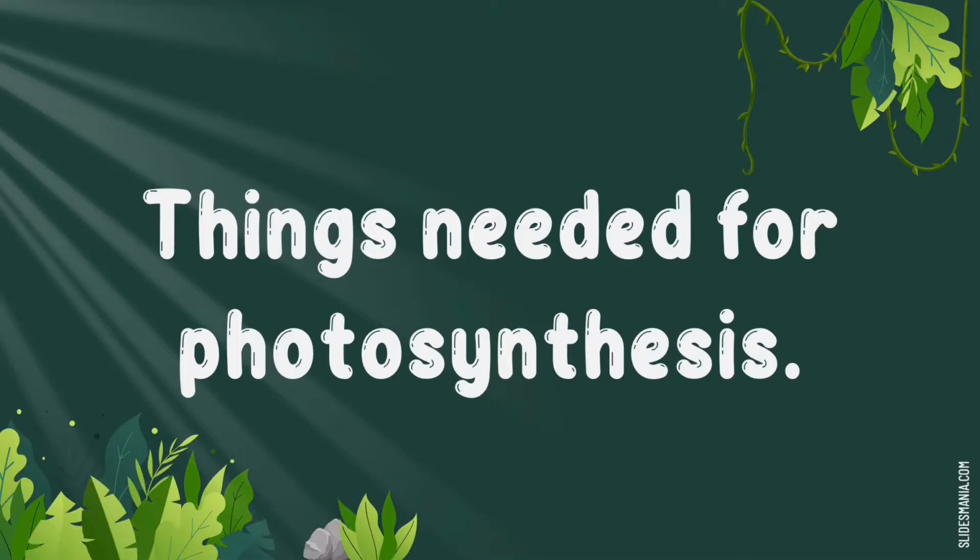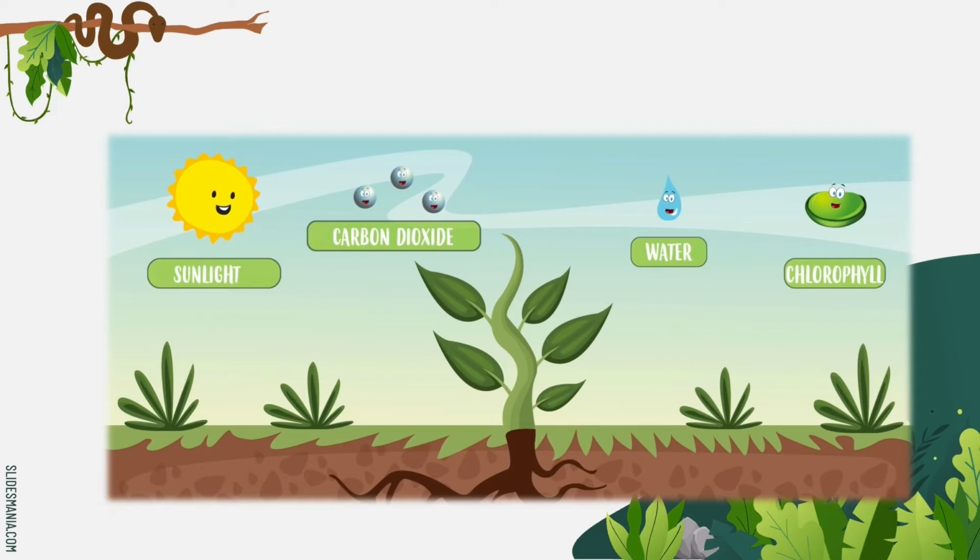Now let's see what are the things needed for photosynthesis. I already discussed with you, but let's see. So like we said, you need sunlight. In the night they cannot make food because they get the energy from sunlight. And they need carbon dioxide which goes into the leaf through the tiny holes called stomata. And they need water and they need chlorophyll, the green thing which gives the green color to the plant. So these four things are used by the plant to make the food, and this whole process is called photosynthesis.